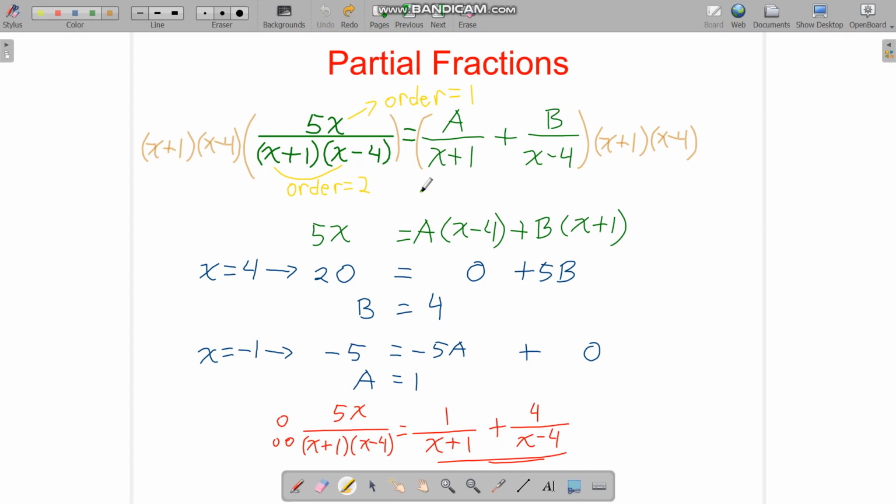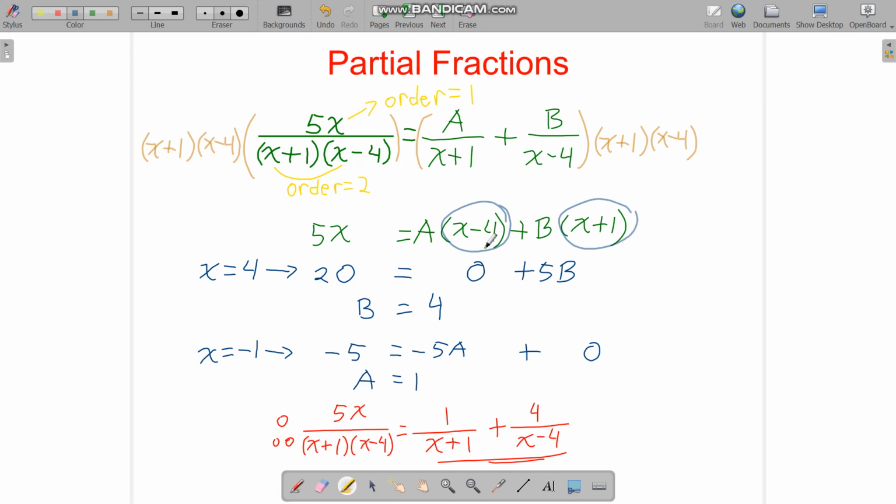And then we multiply both sides by the denominator, x plus 1 times x minus 4. On the left, we cancel out, we have only 5x. On the right, when we do the first term times this, we cancel out the x plus 1, so we have only a times x minus 4. And when we do the second term times this, we cancel out x minus 4, we have only b times x plus 1. And now we have to choose certain values of x so that we can find the coefficients a and b. We use the zeros of the factors.